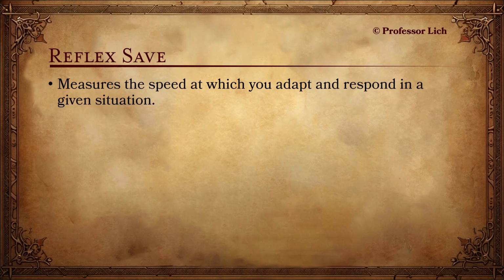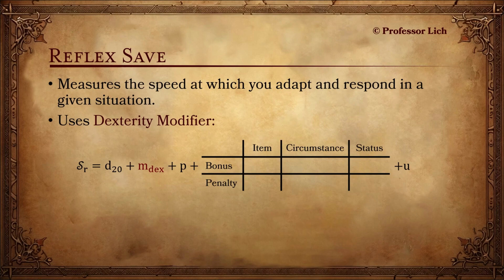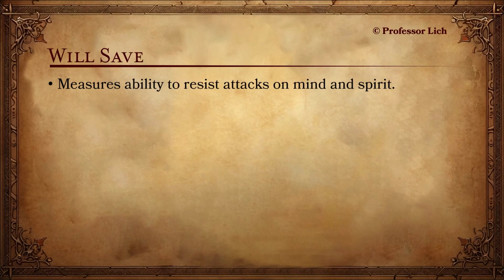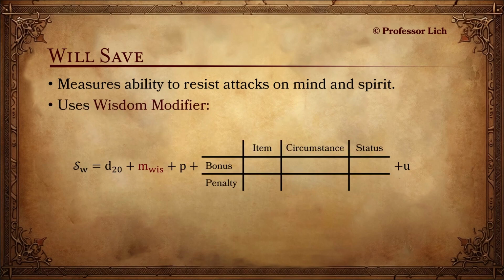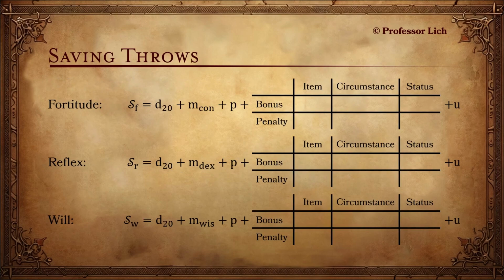Reflex save has to do with how quickly you can respond to unexpected circumstances or situations. That uses the dexterity modifier. And will save measures your ability to resist attacks on mind and spirit, and you'd be using your wisdom modifier for it. So here are the 3 equations put together.